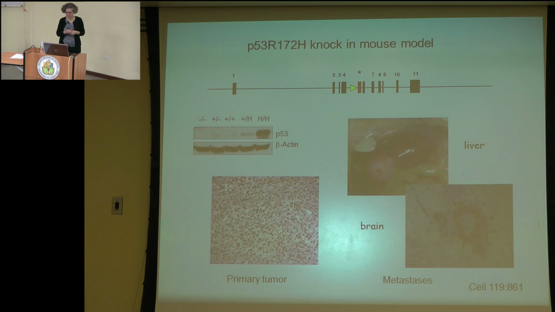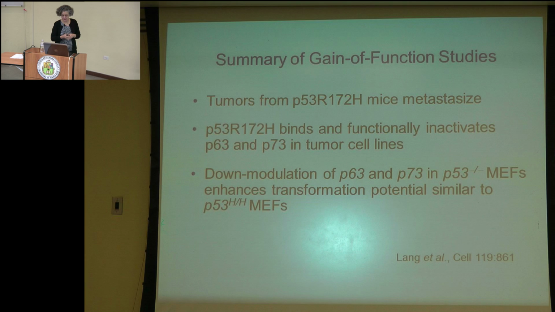Okay, so I just want to summarize. This was a study that was published a number of years ago, but I just want to summarize what we learned in comparing mice with a mutant p53 versus mice with no p53. And the first was that the tumors from these H mice metastasized. The second was, when you have this mutant protein, and it's a question I'll develop again during my lecture, what is this mutant protein doing that it can allow the cells to metastasize?